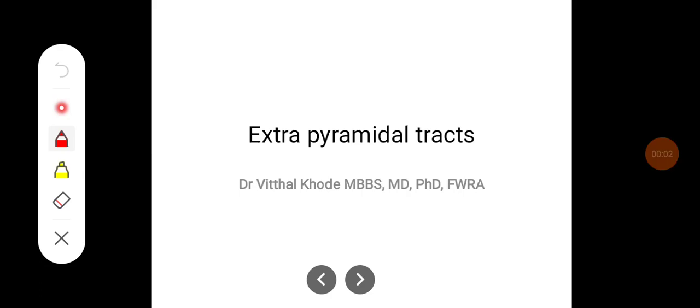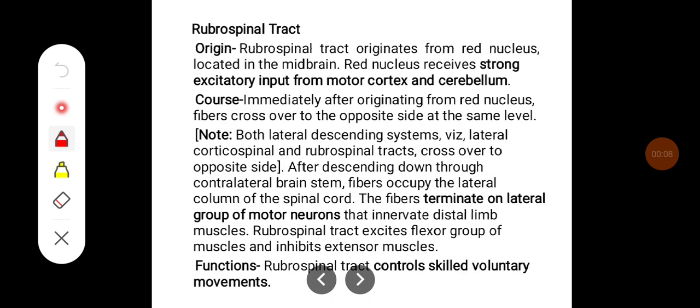Hello everyone. In this class, we'll discuss some of the extrapyramidal tracts. First, the rubrospinal tract. The rubrospinal tract originates from the red nucleus located in the midbrain. The red nucleus receives strong excitatory input from the motor cortex and cerebellum.